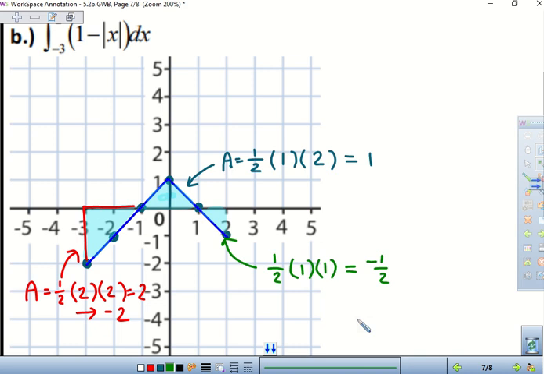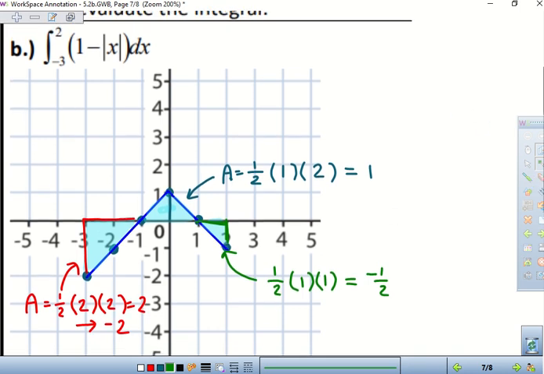Does everybody see how we found those 3 areas? I'm just doing base times height each time. With a right triangle, base and height are the 2 legs. With any other type of triangle, the height is the actual height of the triangle. You're including the negatives? Correct. Anything below the x-axis becomes a negative area. You can think of it as turning the answer into a negative, whatever you feel better about. I just make the end result negative because I know it's below the x-axis.